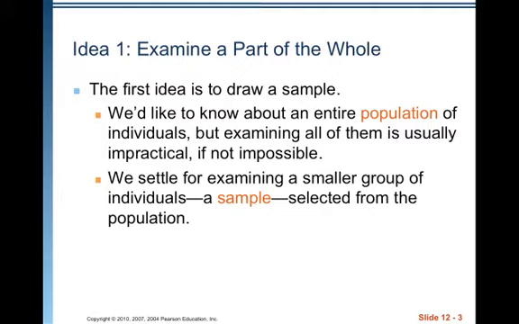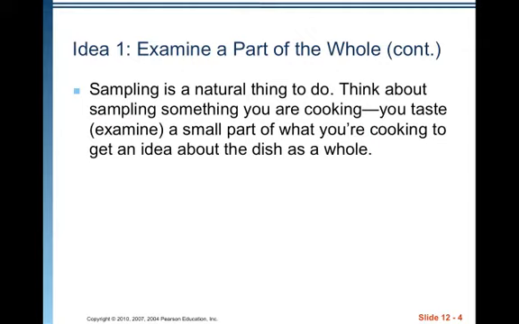Idea number one with sample surveys is examine a part of the whole. The first idea is to draw a sample. We'd like to know about an entire population of individuals, but examining all of them is usually impractical if not impossible. We settle for examining a smaller group of individuals, a sample selected from the population. Sampling is a natural thing to do. Think about sampling something you are cooking. You taste, examine a small part of what you're cooking to get an idea about the dish as a whole.